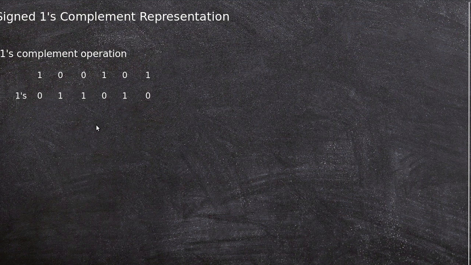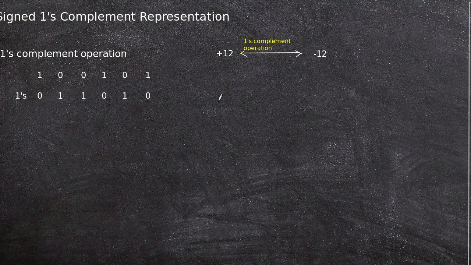Now let us concentrate on signed 1's complement representation. This is one representation mechanism by which signed numbers can be represented. By using signed 1's complement representation, both positive numbers and negative numbers can be represented. Suppose we have a positive number, say positive 12, that is plus 12. After the 1's complement operation, it becomes negative 12, that is minus 12, and the vice versa is also true. We can make the arrow bidirectional.